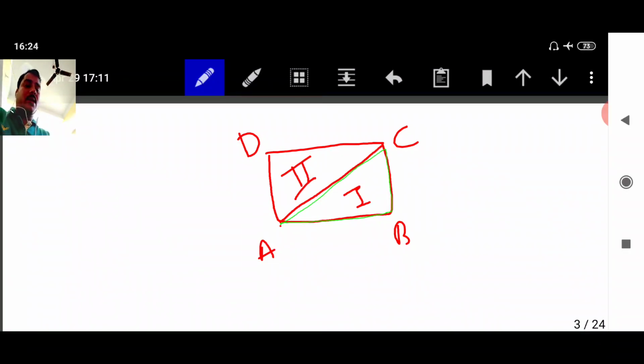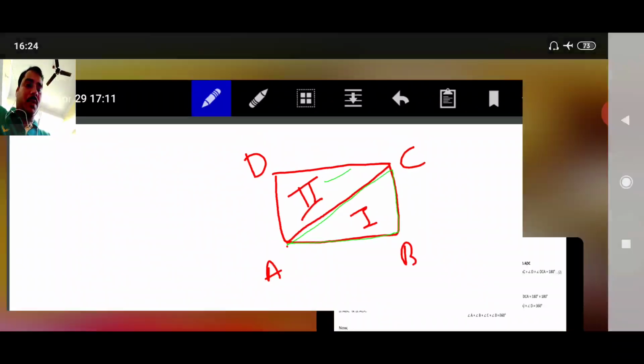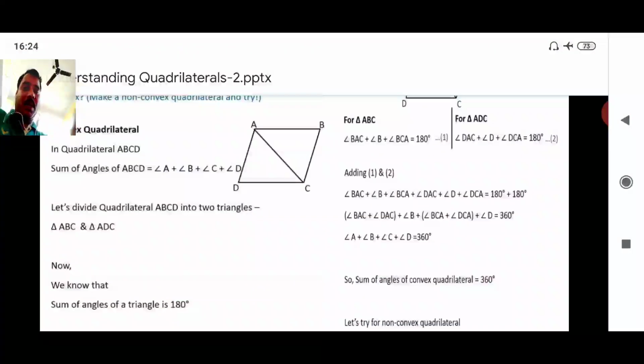And you know that the sum of the measures of the angles of triangle ABC is 180. Similarly, in the second, 180, and 180 plus 180 is 360. So see here the solution.